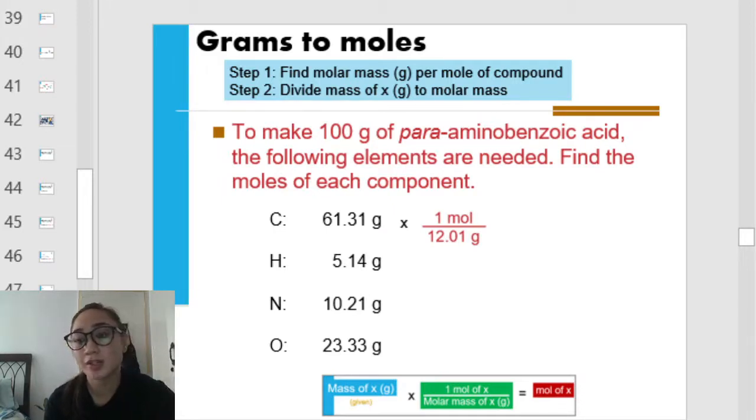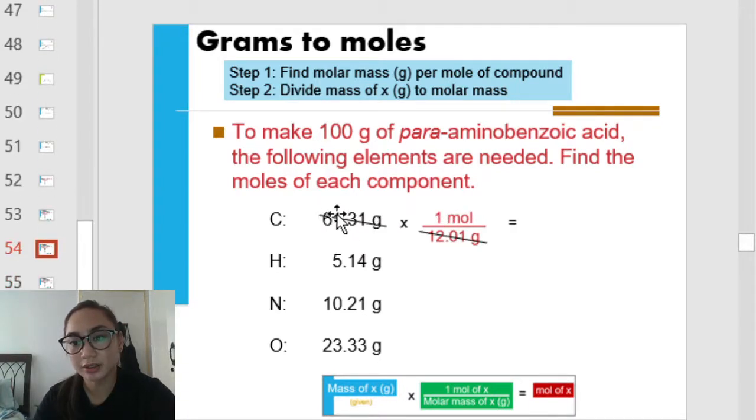So we are looking for the moles. Our first step is to find the molar mass, or grams per mole, of the compound. Of course, here, for carbon, if we look at the periodic table, we will find that it has 12.01 grams per 1 mole. So we cancel out the grams. What we get is 61.31 divided by 12.01. We get 5.10 moles of carbon.